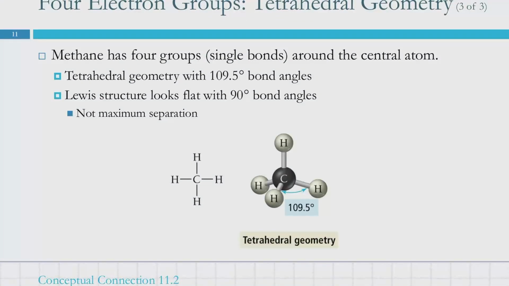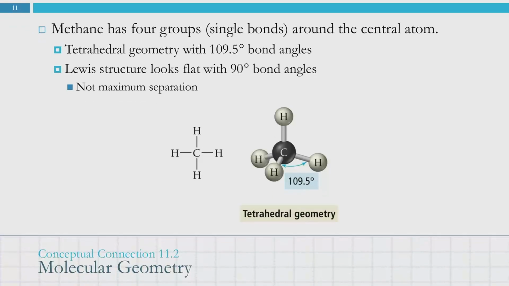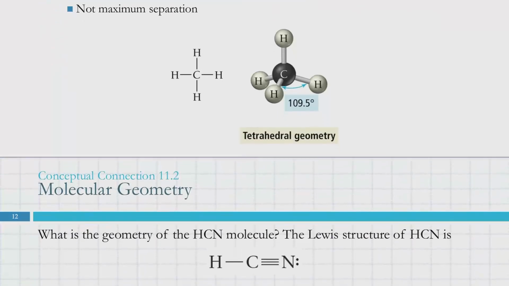And then here's what I was saying on the previous slide, just written out. So again, it looks like it should be square planar, but if you rotate the 90 degrees, you get a little bit more separation, and that's tetrahedral geometry.